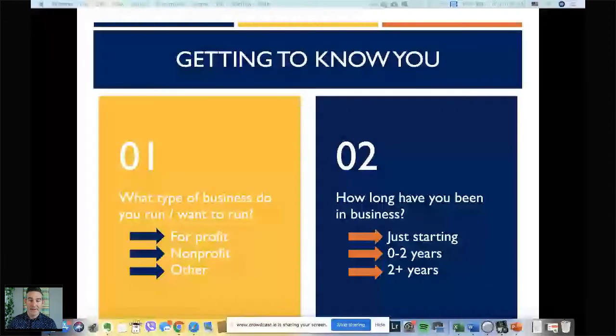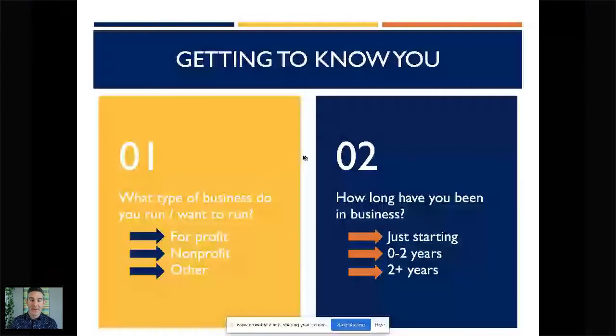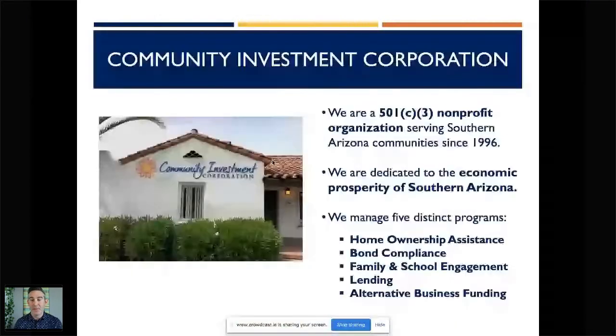Great. Okay, so yeah, just want to tell you real briefly about CIC. So we are a nonprofit, a 501c3. We're based in Southern Arizona. Our office is in Tucson. We're just right near Grant and Campbell. And we're basically an economic development organization. So we've been around since 1996, and we do this type of work through a variety of programs.